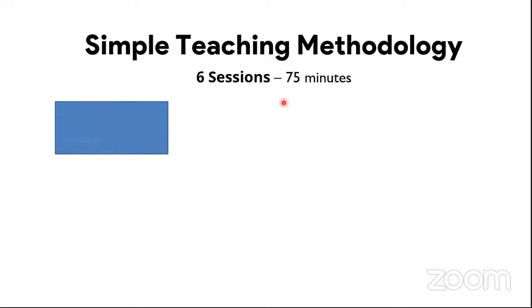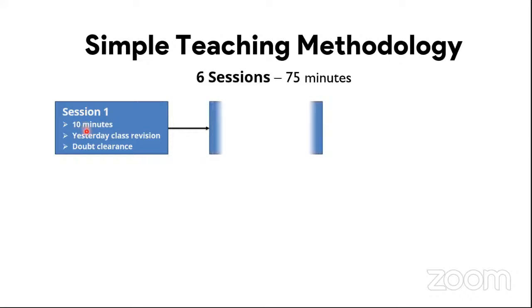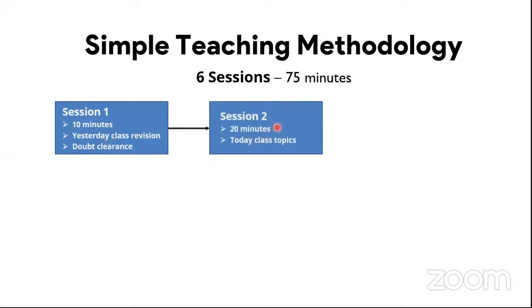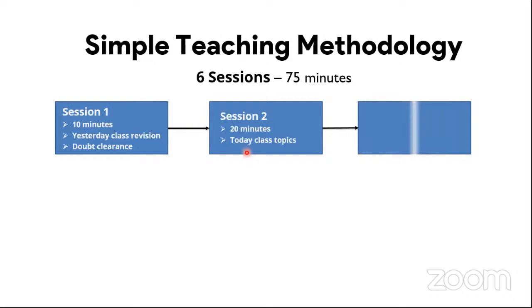So once you join the classes, every day the class will be about 75 minutes, and we have divided this 75 minutes into 6 sessions, in which session one will be 10 minutes. Here you can ask the trainer about yesterday's class if you have any queries. So it will be like a doubt clearance session. Then session 2 will be 20 minutes. Here the trainer will take today's set of topics in a practical manner.